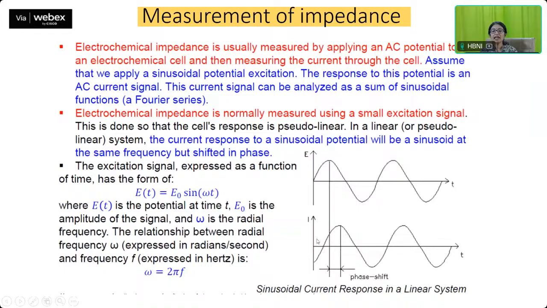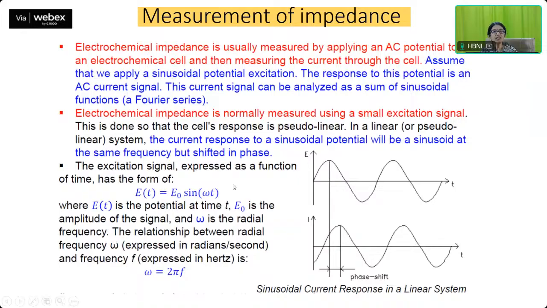And this current signal can be analyzed as a sum of sinusoidal functions, which is a Fourier series. So electrochemical impedance is normally measured using a small excitation signal. So this is again, as I said, the cell's response should be pseudo-linear. And then the current response to a sinusoidal potential will be sinusoidal at the same frequency, but shifted in phase. So please remember, to get this, you have to apply a small excitation signal.